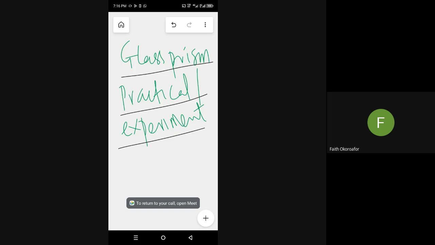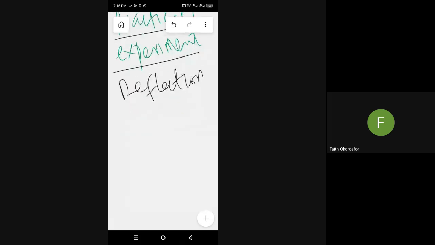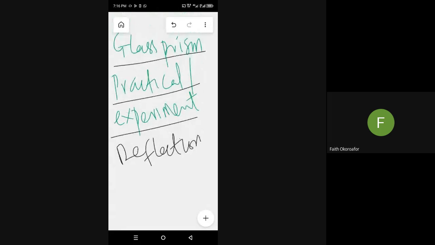What's reflection? It is the bending or throwing back of light waves when they hit an obstacle. So the ability of a wave to be sent back after hitting an obstacle. That's reflection. So what are the laws of reflection?